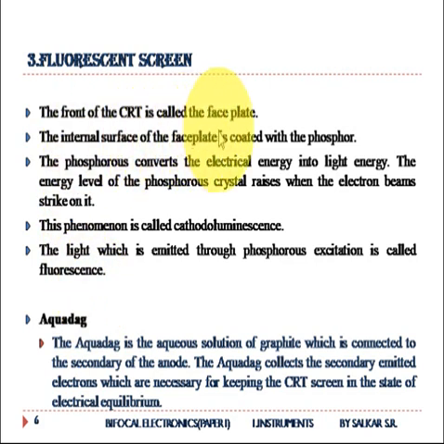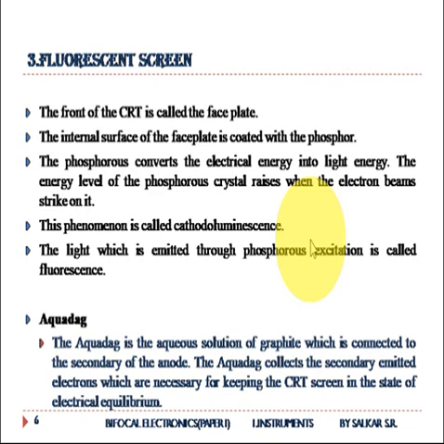The front of the CRT is called the faceplate. The internal surface of the faceplate is coated with phosphor. So the CRO has an internal coating of phosphor material. We know that phosphor is a material with the property that when light energy or electrons strike it, it glows. This is a property of phosphor material.